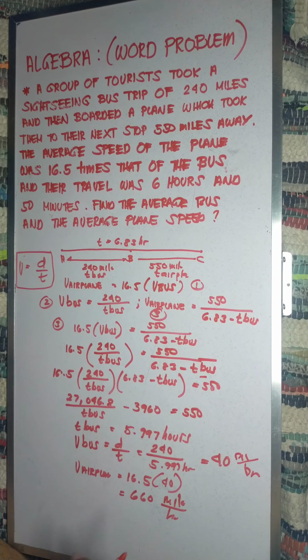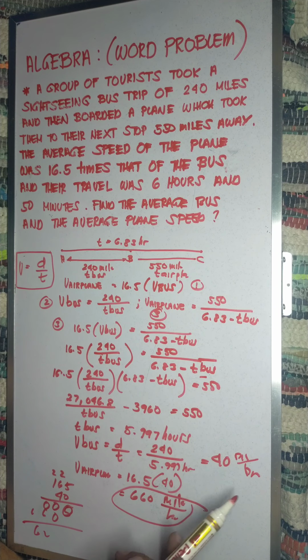Let me check 16.5 times 40. So let's multiply 16.5 times 40: 5 times 4 is 20, and so on, yes, 660 miles per hour for the airplane and 40 miles per hour for the bus. So that's the solution.